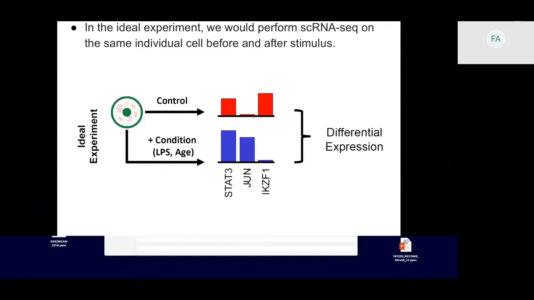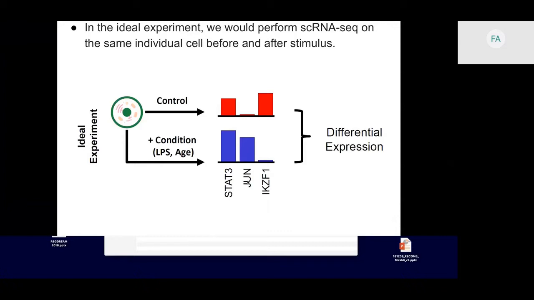The basic premise is that an ideal experiment would be to take a cell, somehow quantify its transcriptome, simultaneously perturb that cell with some stimulus, and then measure the transcriptome again, and be able to measure, say, differential expression on the exact same cell under two different conditions, in order to understand what the stimulus is doing.